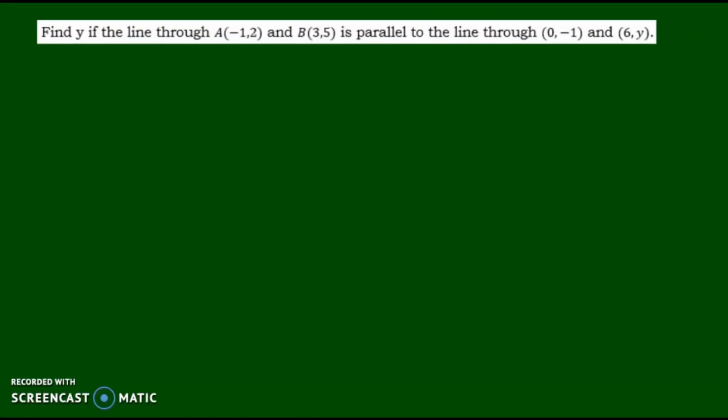Okay, let's have the last problem. Find y if the line through A, negative 1, 2, and B with coordinates 3, 5 is parallel to the line through 0, negative 1, and 6y. So the two lines are parallel. So let line 1 be the line that contains the points A and B, where coordinates of A are negative 1, 2, coordinates of B are 3, 5. And then let line 2 be the line that contains the point 0, negative 1 and the point 6y.